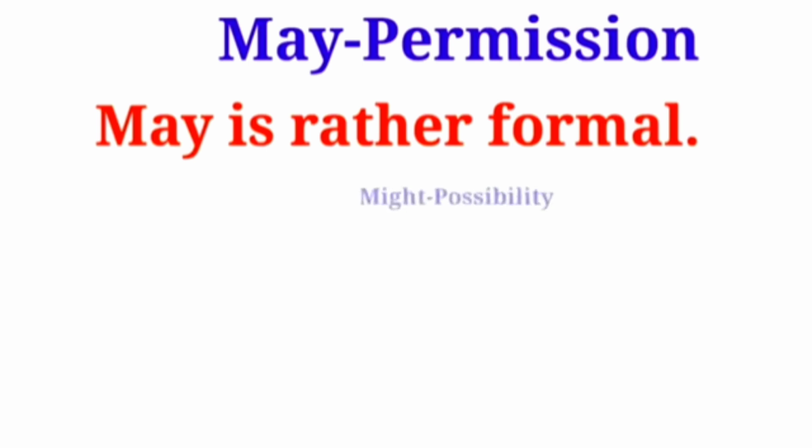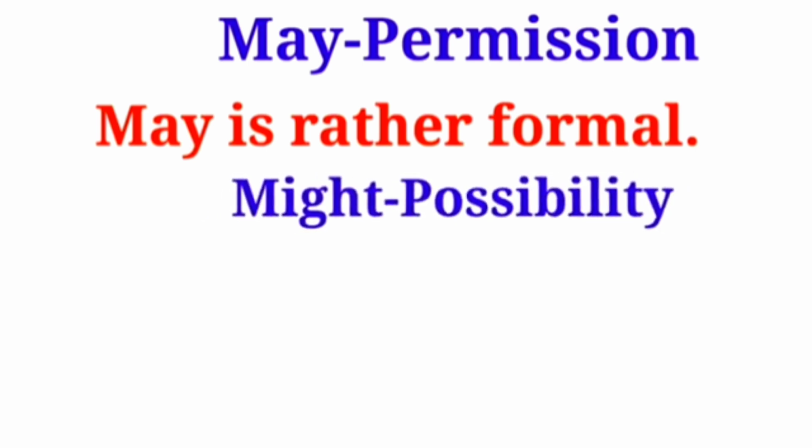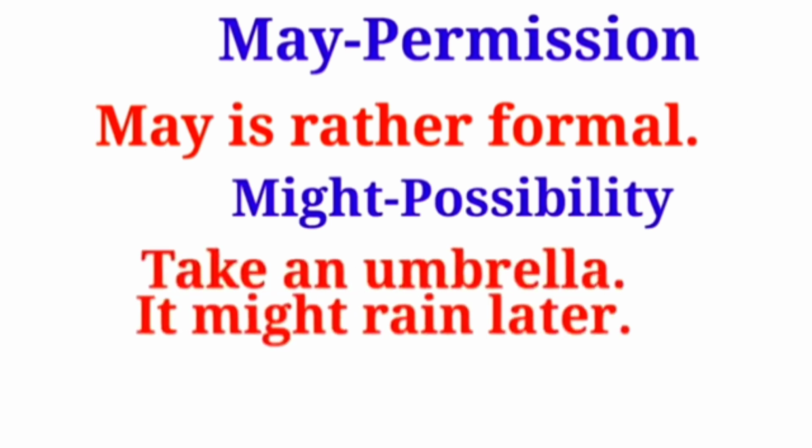Similarly, the modal verb might is used to express possibility about particular incident or event. For example, let us look at the sentence, take an umbrella, it might rain later. In this sentence, the modal verb might expresses possibility of raining. So this is how the modal verb might is used to express the possibility.